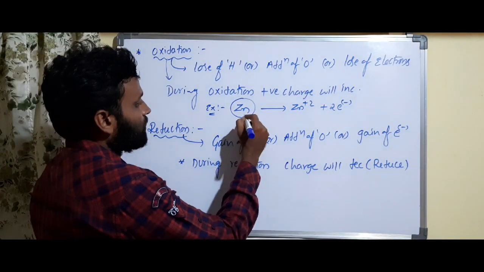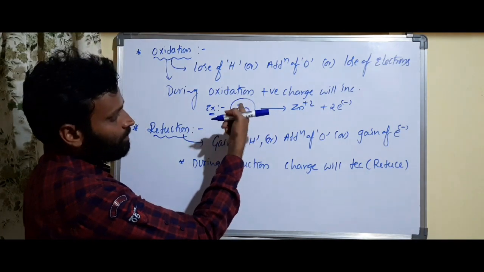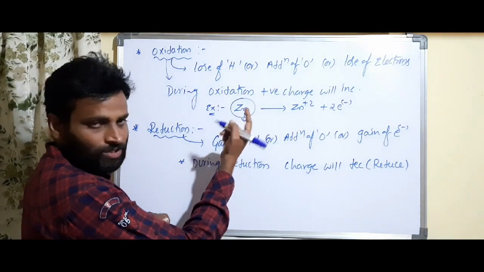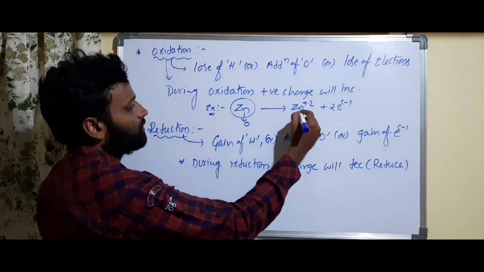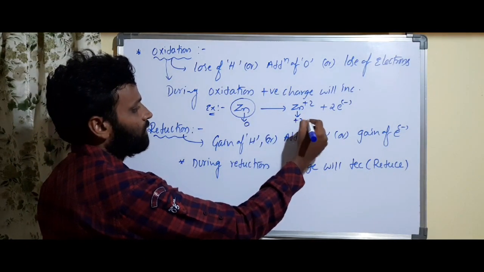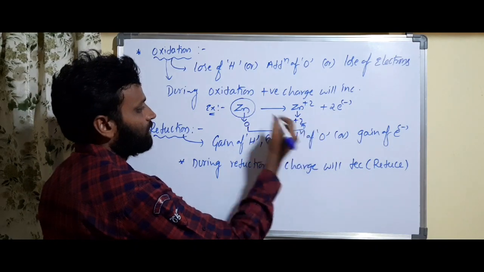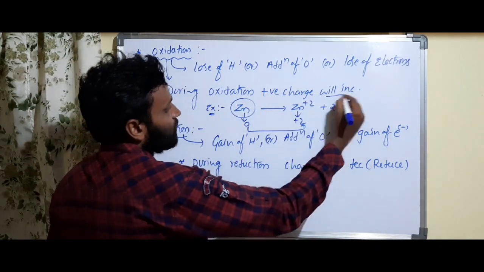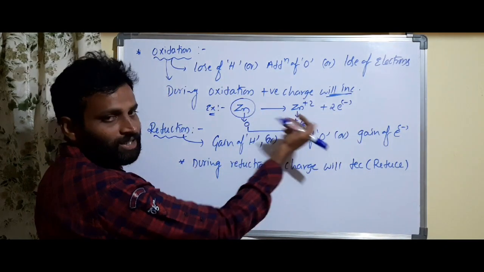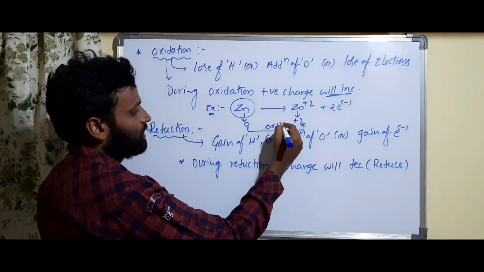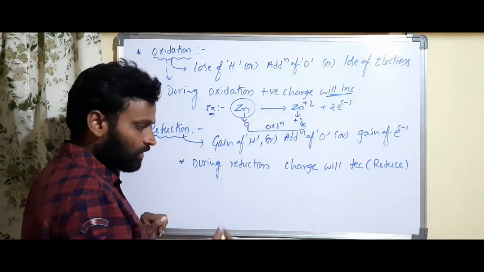Here, zinc oxidation state. Neutral state, no? Any charge appears here? Able to see any charge here? No. So here charge is 0. Here zinc charge is +2. So 0 becomes +2. So during oxidation, charge will increase, I told. Charge increased. So this is an oxidation example. Getting what I am saying?